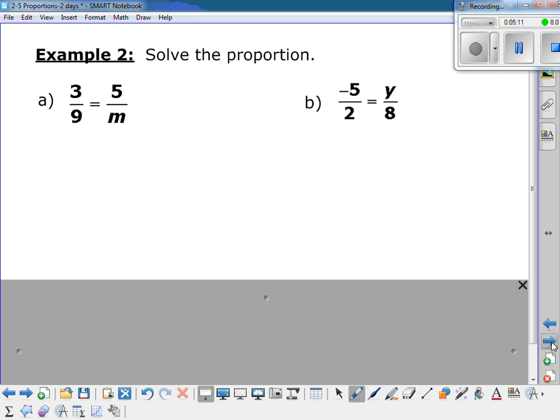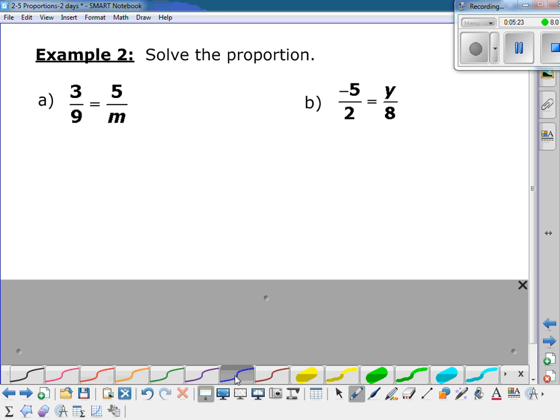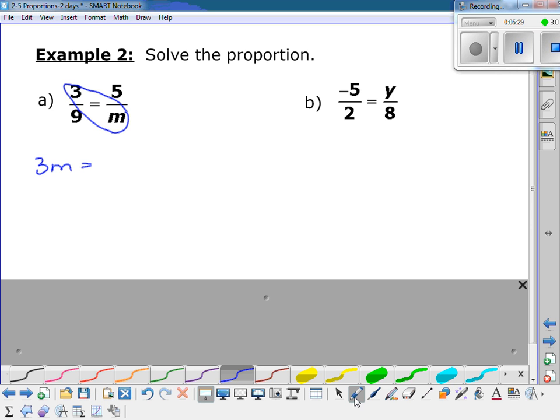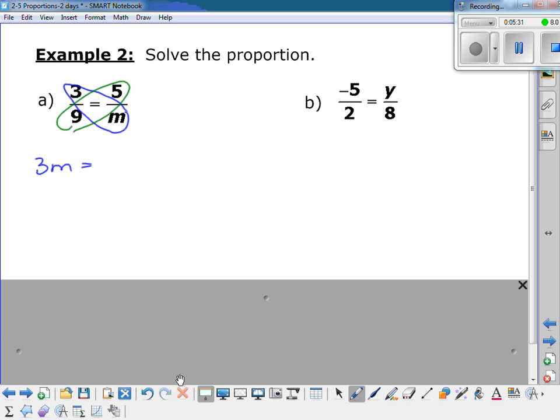Okay, so here we have some more examples. We're going to just solve these proportions. So example A, we have 3 over 9 is equal to 5 over m. So again, I'm going to multiply across, so 3 times m, and that's going to equal the other cross product, 5 times 9, or 9 times 5. So multiplying that out, that means that 3m is equal to 45. And then when you divide both sides by 3, you get that m is equal to 15.